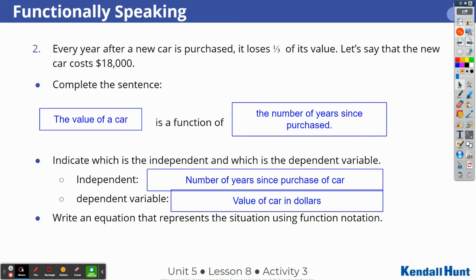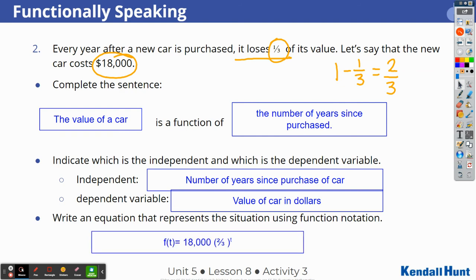Okay. To write our equation, we need to know what the initial value of the car is. Well, we paid $18,000 for it. And then it tells us that we lost 1/3 of its value every year. So if we're losing 1/3, we need to use the value that will be remaining in our equation. So we would take 1 minus 1/3, and that would give you 2/3. So in our equation, we would use 2/3. So we'll have f of t equals 18,000 times 2/3 to the power of t.